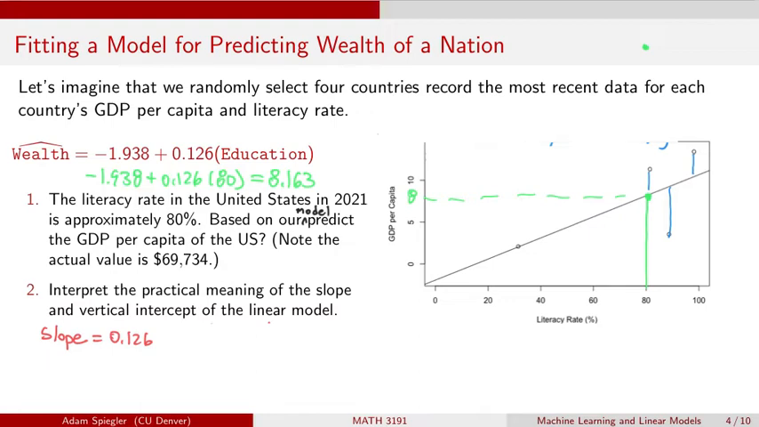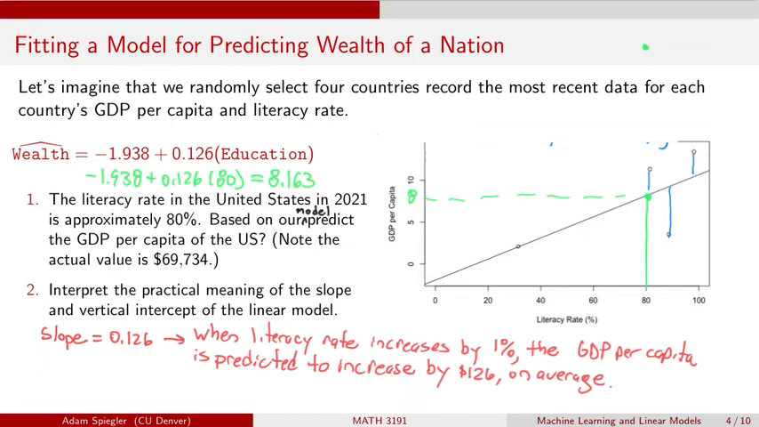But I want to interpret this value in practical terms. So if I were to tell a colleague who is not very well versed in statistics or math in general that the slope of the line is 0.126, that might not be too helpful for them. So let's explain this in terms of literacy rates and GDP per capita in terms that they would understand.